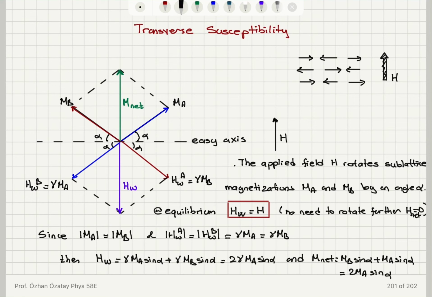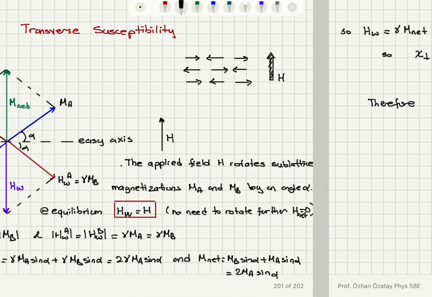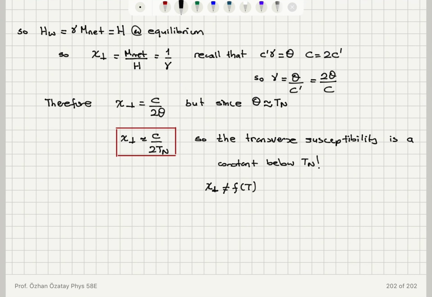Okay, so in summary, when we apply the magnetic field perpendicular to the sublattice magnetizations, the equilibrium condition is reached when the molecular field acting on the sublattices is balanced by the applied magnetic field, so that the net field acting on the sublattices will be zero and there is no need for rotation. When we write this condition, we find that the molecular field must be equal to gamma times the net magnetization, which is the applied magnetic field at equilibrium. And so the transverse susceptibility is 1 over gamma, or C divided by twice the Néel temperature, which is a constant, so it's not a function of temperature.